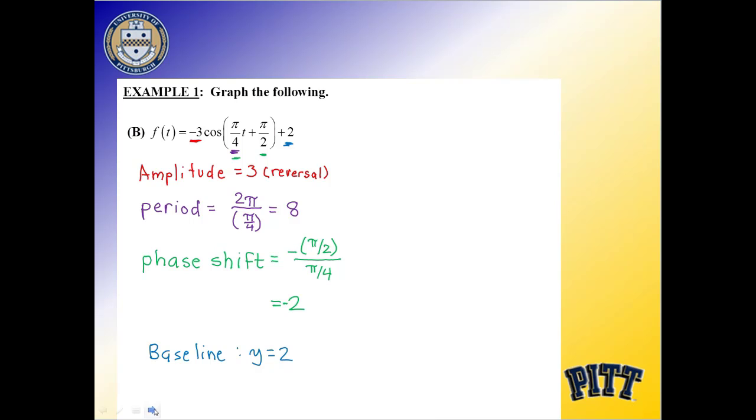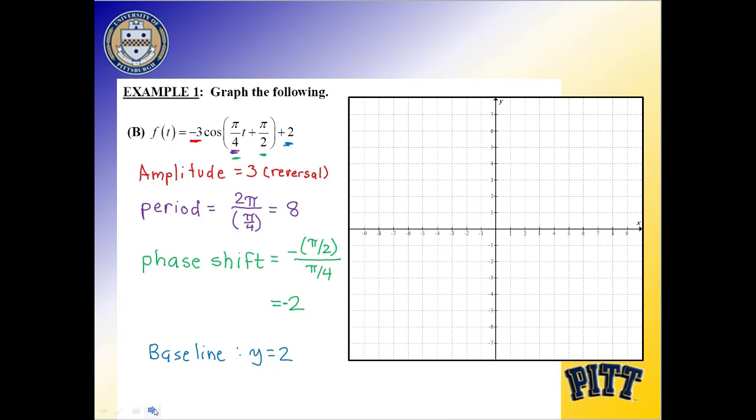If you notice here, all these things are in whole units, so I can just make a standard graph, making sure I go far enough left to right to get at least one full period in. So I set up my graph as a typical x and y axis. Again, I start with my phase shift and baseline to get a new set of axes. My phase shift is at negative 2. My baseline is at 2, so that makes my new set of axes follow along here.